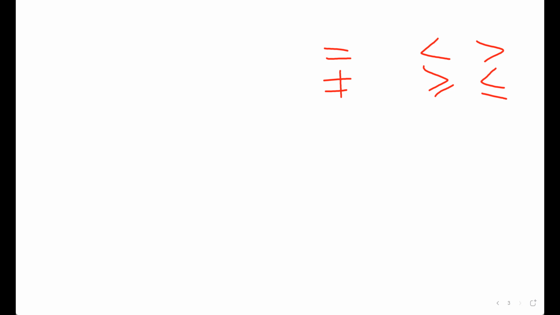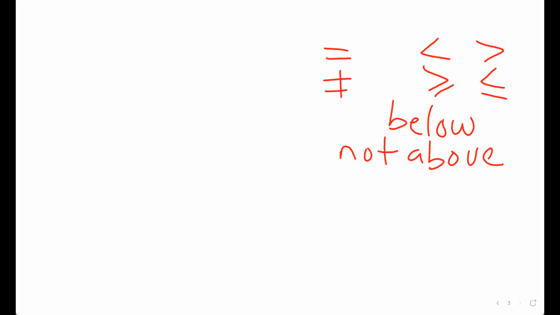But there are some English words that can refer to these symbols. Let me give you an example. If I use an English word which is below, which of this symbol will it refer to? Less than. Very good. If I use words like not above, what symbol are we talking about here? Be careful. Don't deal with the not. Deal with above, and then do the opposite of the above. That will give you the not. So what is the opposite of not above? Exactly. That is less or equal to. Below is less than. Not above is less or equal to.